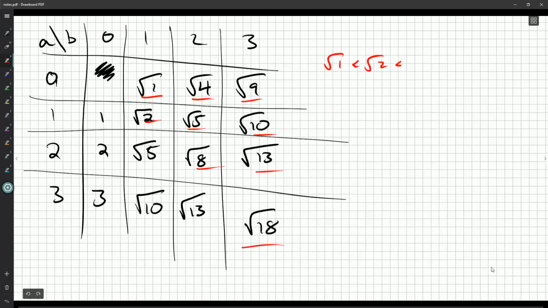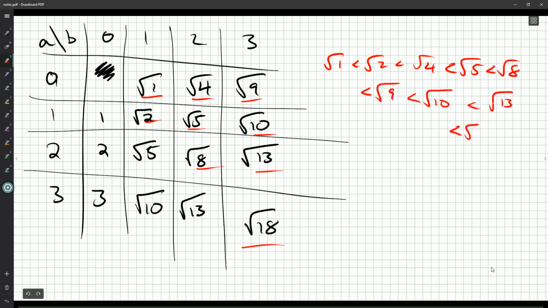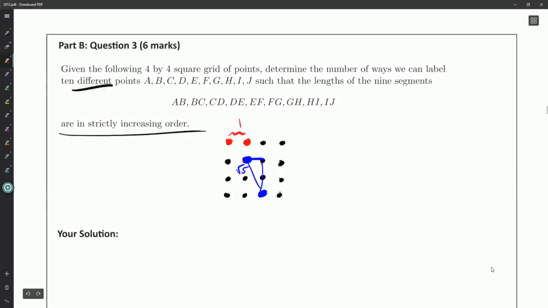Root 1 less than root 2, less than root 4, less than root 5, less than root 8, less than root 9, less than root 10, less than root 13, less than root 18. So now I know the order when I go looking at what we want. So I know ij has to be the longest length, so it's going to be a root 18. I know ab is the smallest, so it's just going to be 2 points side by side.